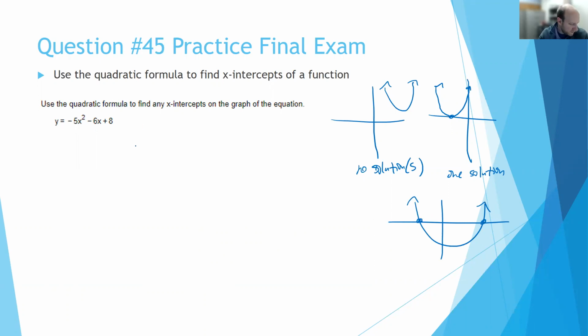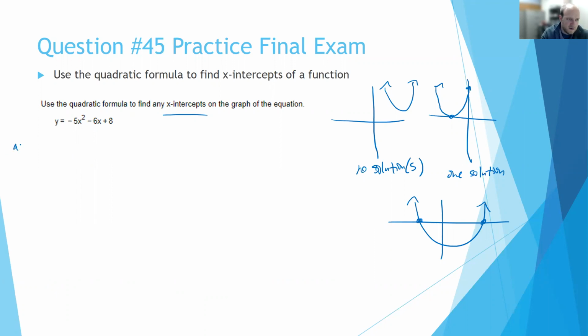Okay, so we know that quadratics, when they have a solution, it's a point, right? They're x, y points. So that's why it says use the quadratic formula to find x-intercepts on the graph. And when we answer it, we're going to answer it in point form. It also may just say x equals something, and I'll show that to you here at the end.